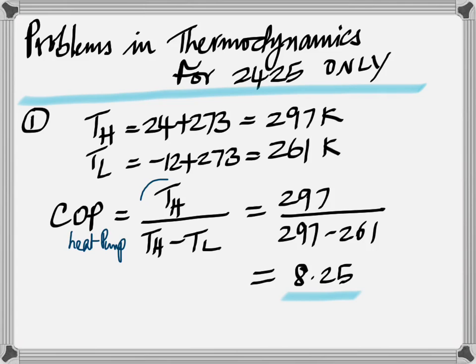Get 8.25. That's for a heat pump, and that's why it's TH divided by TH minus TL. Again, if it's a refrigerator, the COP would be T of the low, that is TL divided by TH minus TL.